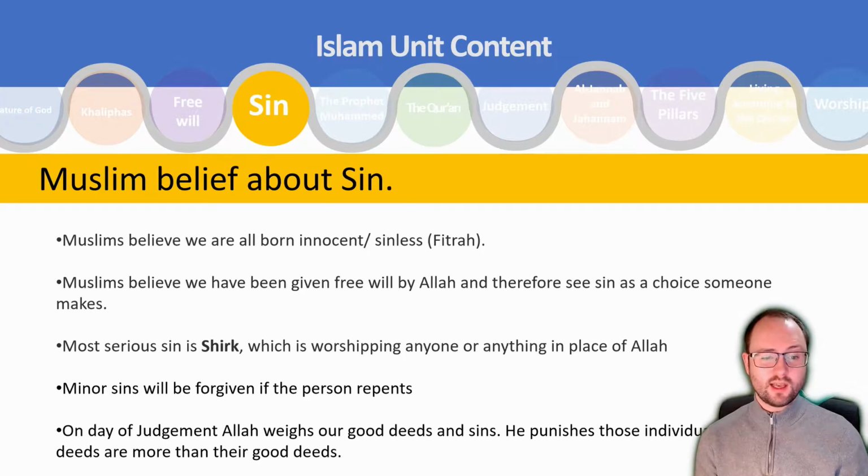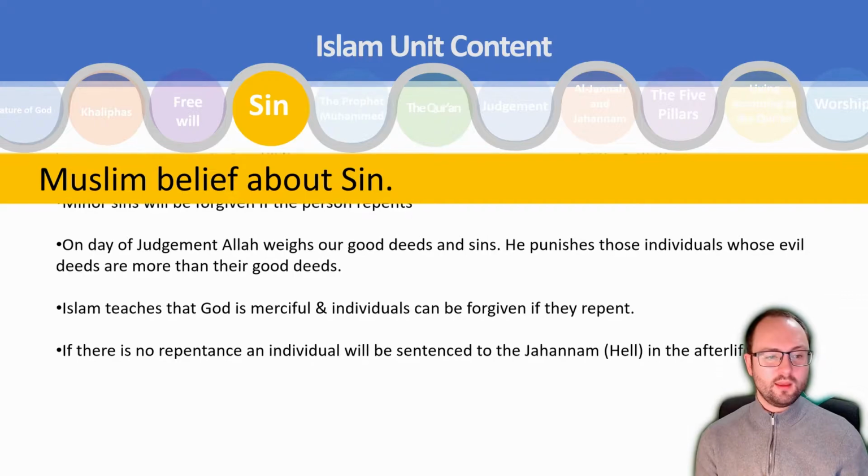Minor sins in Islam are forgiven if a person repents. However, that sin of shirk that we mentioned previously is an unforgivable sin. Other sins, such as stealing, such as lying, such as cheating, these sins can be forgiven by Allah. The sin of shirk is unforgivable. On the day of judgment, Allah will weigh up our good deeds and our bad deeds, and He'll punish those individuals whose evil deeds are way more than their good deeds. They will be punished for their sin.